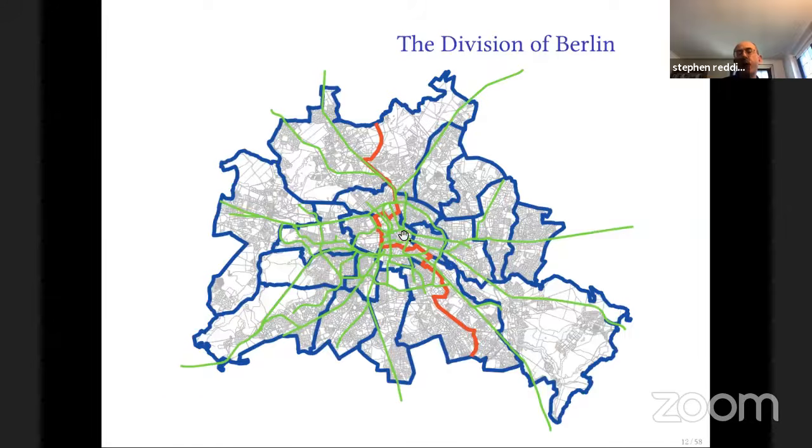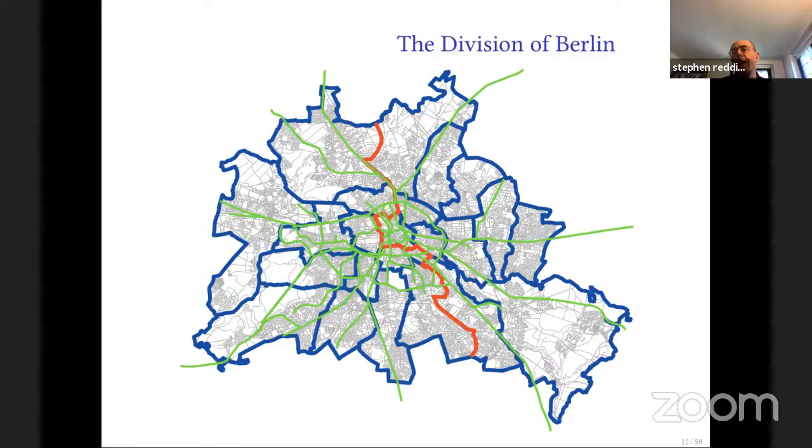And as you can see, the Berlin Wall cuts off West Berlin from the pre-war central business district. So West Berlin loses access to that pre-war concentration of economic activity. And then also, of course, the Berlin Wall ran all the way around the outer boundary of West Berlin and severed West Berlin from its connections with its surrounding hinterland in East Germany.